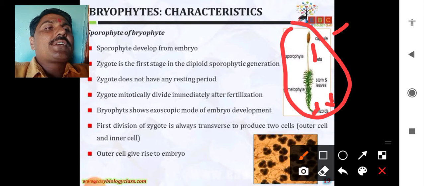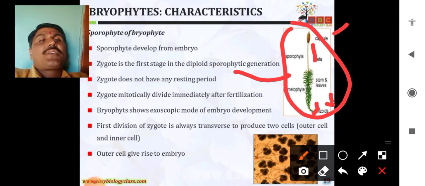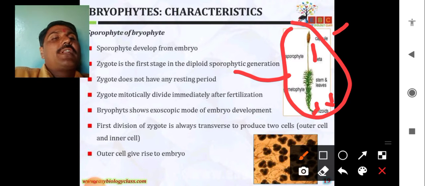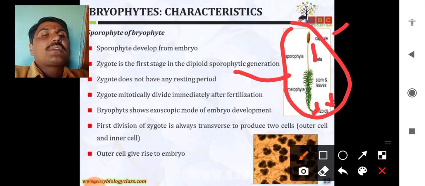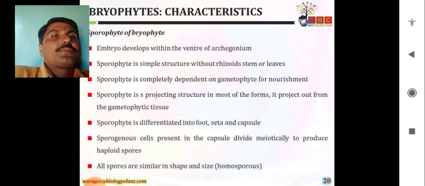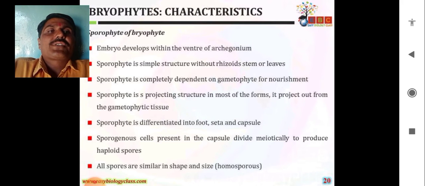Zygote is the first stage in the diploid sporophytic generation. Zygote does not have any resting period. Zygote mitotically divides immediately after fertilization. Outer cells give rise to the embryo. Embryo develops within the venter of the archegonia. Sporophyte is a simple structure without rhizoids, stems or leaves.